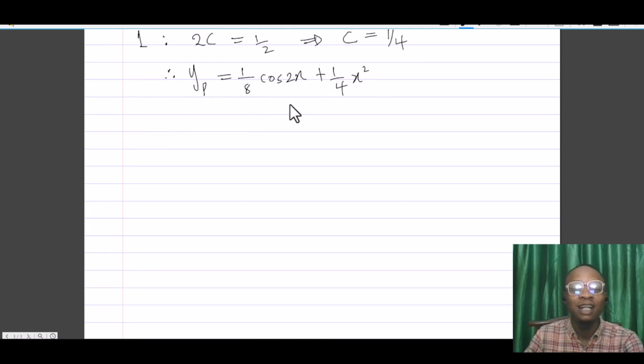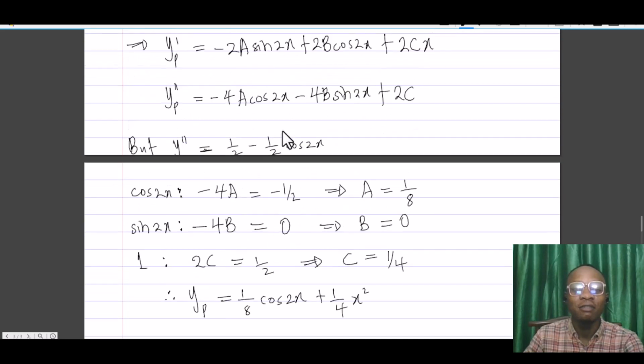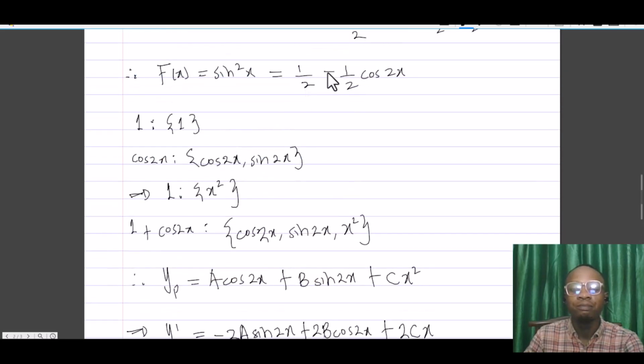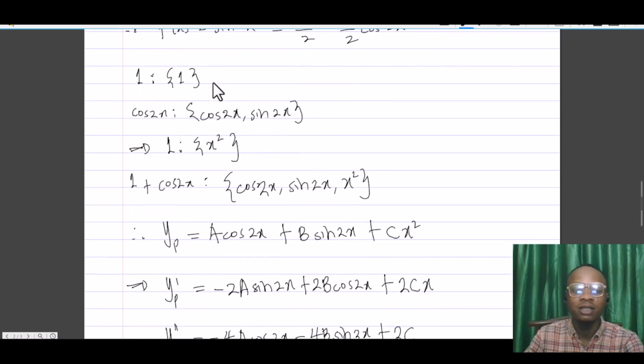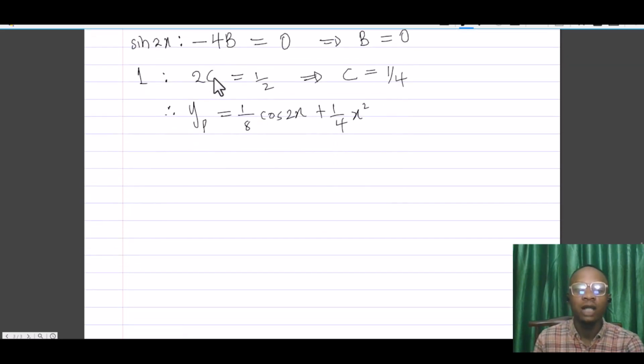So you can play around with this. For instance, get its second derivative and convince yourself that it is going to give you 1 over 2 minus 1 over 2 cos 2x, which is just the same thing as sine squared x. So with that, we are good to go.